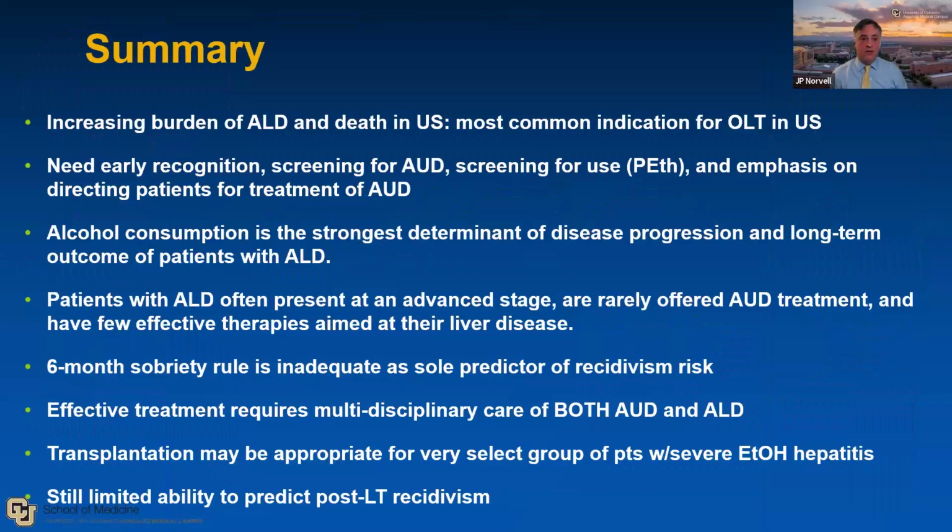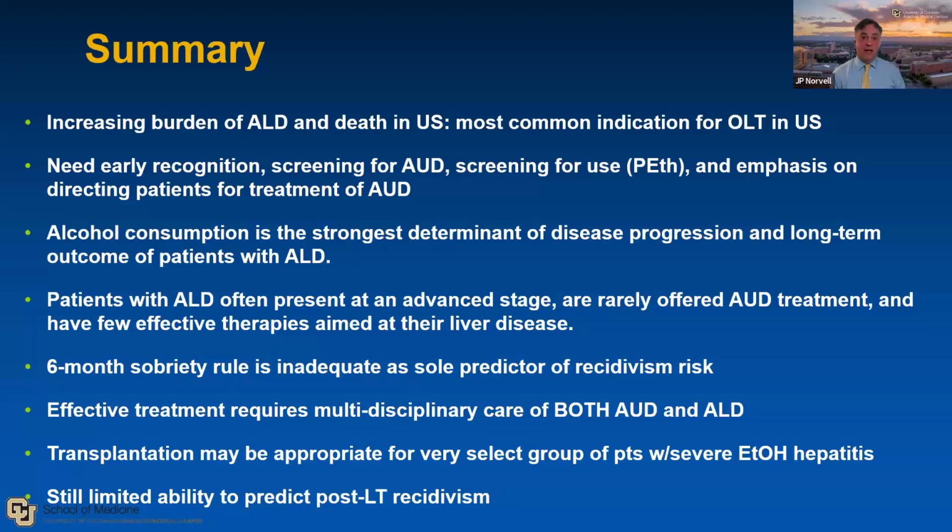So my summary slide, it's busy because I think I've covered a lot here, but I've shown that there's an increasing burden of ALD and death in the United States, and it's the most common indication for transplant. We really need to be recognizing this early, screening for AUD, using the PEth test, and having an emphasis on directly treating patients for their AUD. We also talked about that alcohol consumption is the strongest determinant of disease progression and long-term mortality.